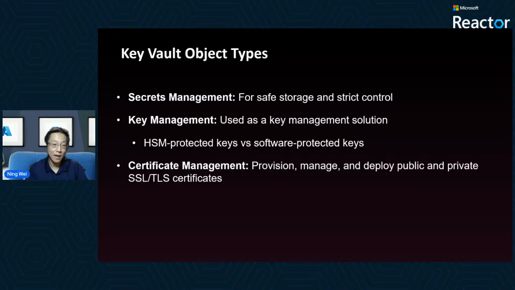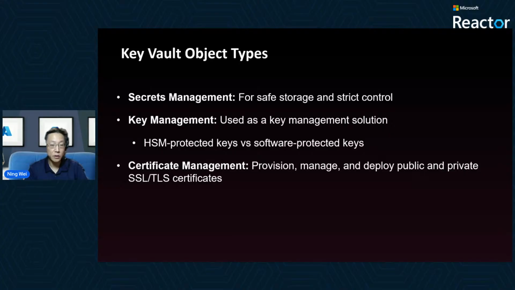And then the keys can be directly stored in the HSM, or the keys themselves are encrypted and the encryption key is protected by the HSM, right? So that's the difference between HSM protected keys and software protected keys. If it's HSM protected keys, all the cryptographic computation will be performed inside the HSM. If it's software protected keys, those cryptographic computations will be done inside a virtual machine. However, the virtual machine is going to use the master key, which is stored in the HSM, to encrypt or decrypt the keys, right? So those are some of the differences.